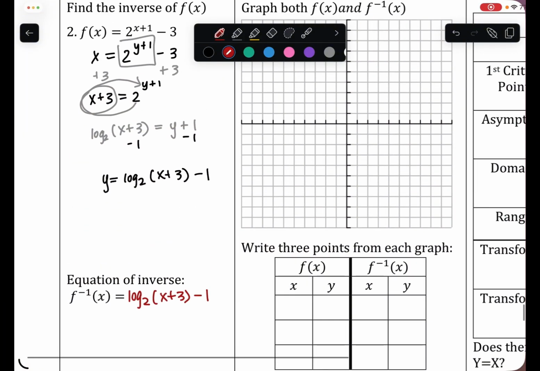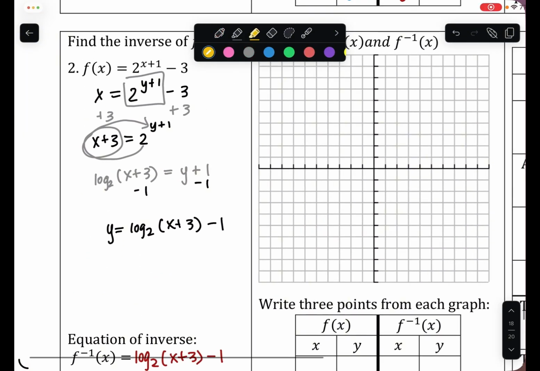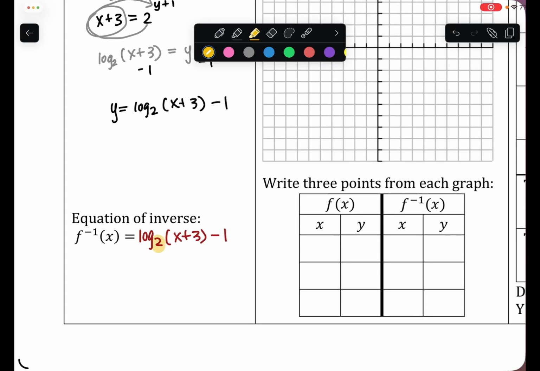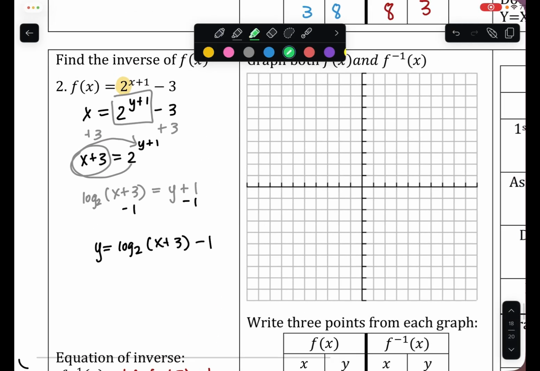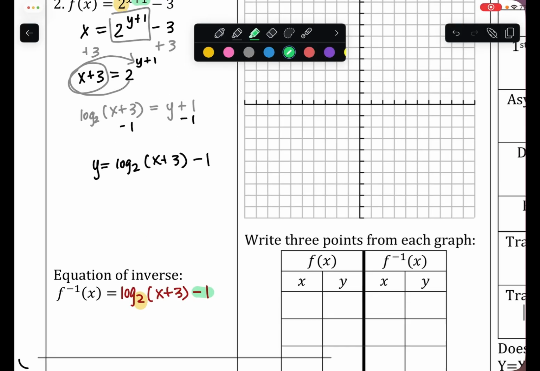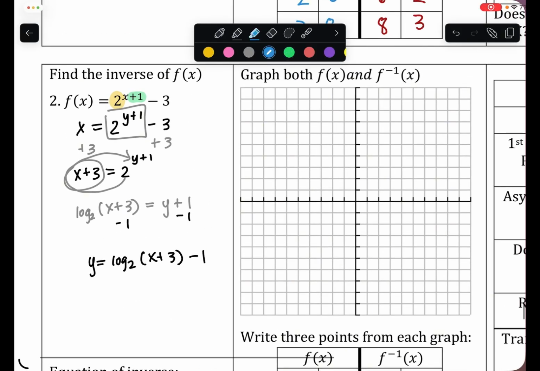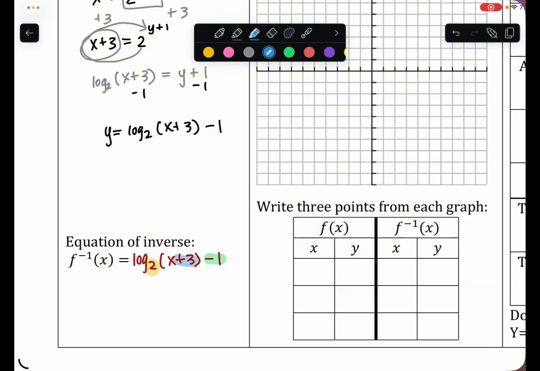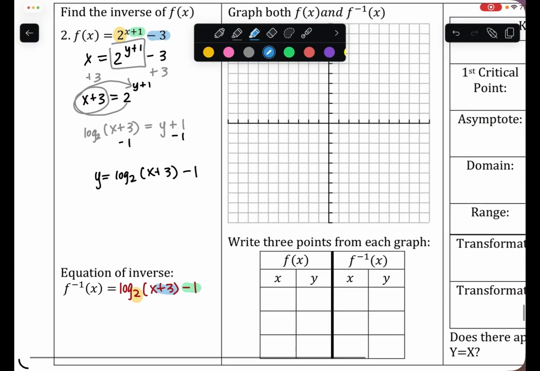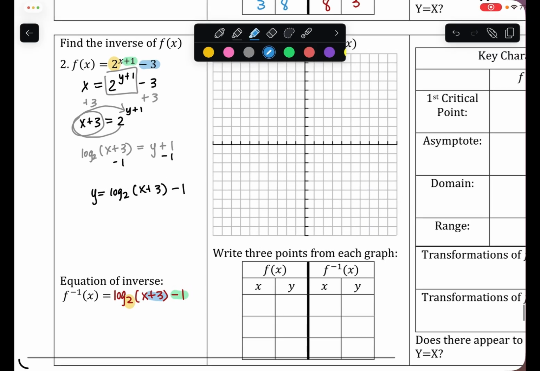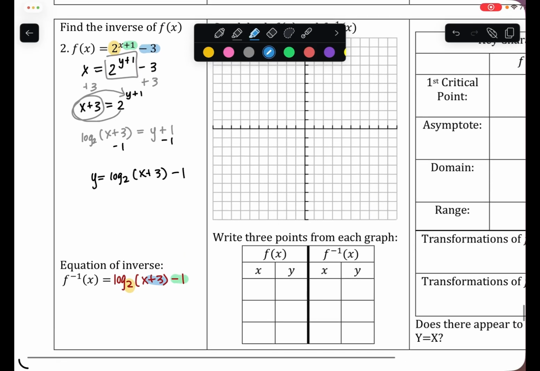So a good way to check your work is notice I'm starting with an exponential base 2. I'm ending with a log base 2. Notice I have a plus 1 in the exponent, and I have a minus 1 outside. And then I have a minus 3 outside the exponent, and then I have a plus 3. And so they change from inside to outside and outside to inside, and their signs also change. And so that's a quick way just to check to make sure you have the right equation.